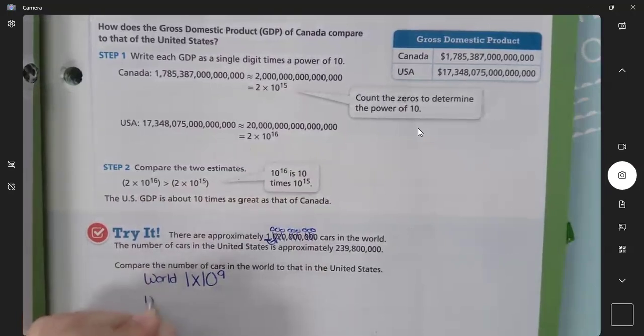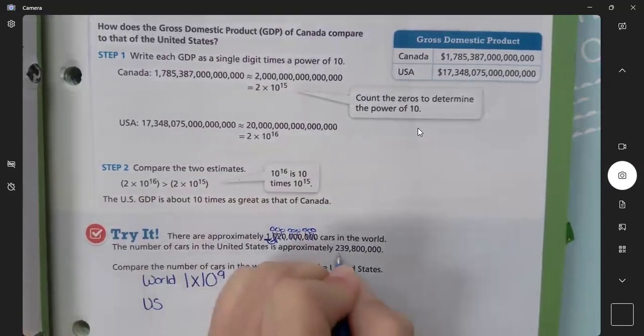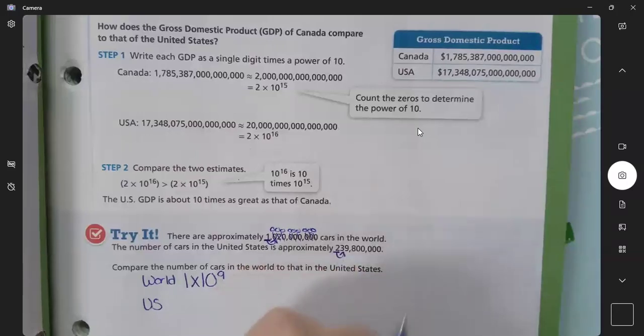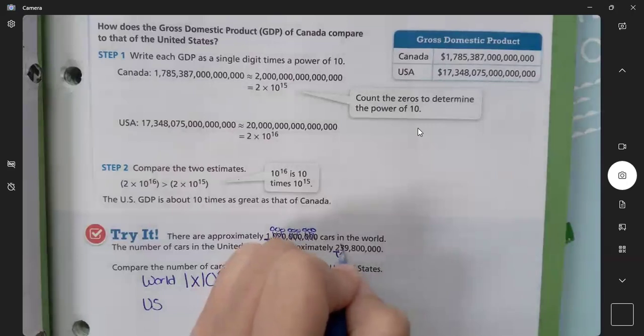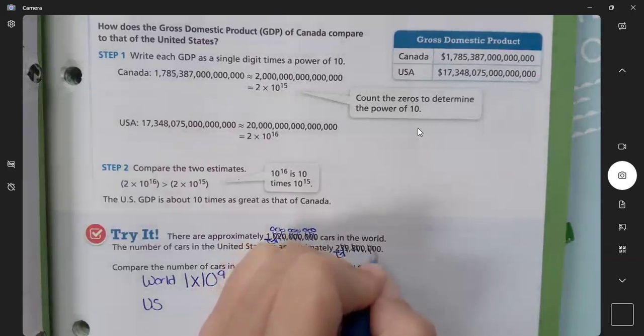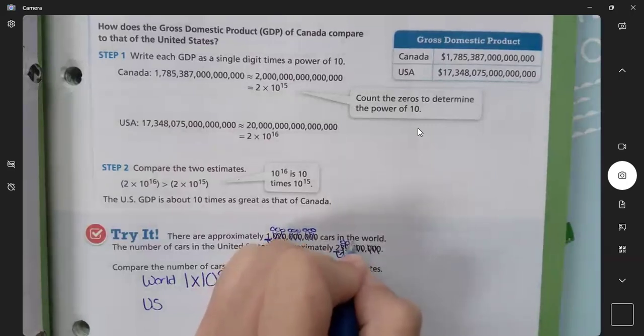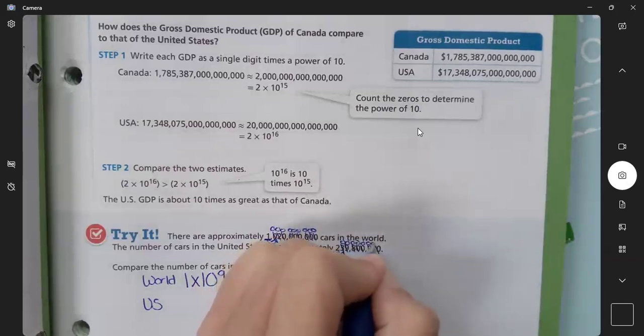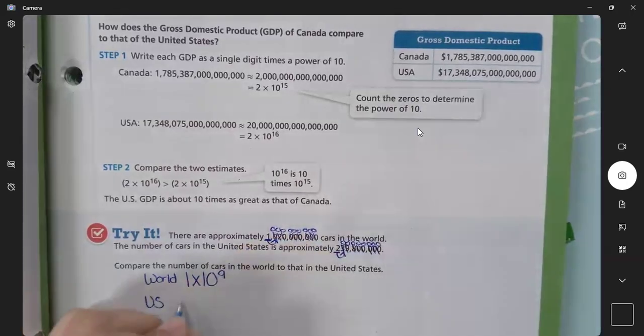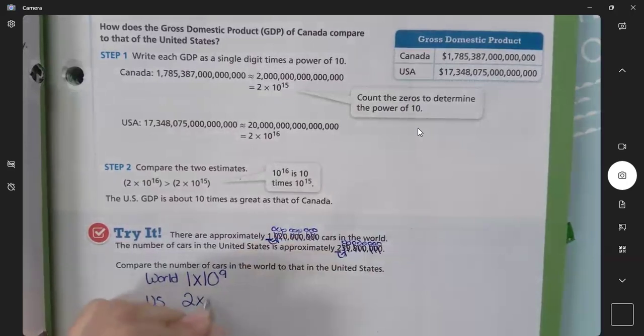Now we're going to do the US. Same thing. We're going to round here. The 3 tells us leave it alone. We're going to cross everything else out. They become zeros. 1, 2, 3, 4, 5, 6, 7, 8. The 2 gets to stay. And we wrote 8 zeros.